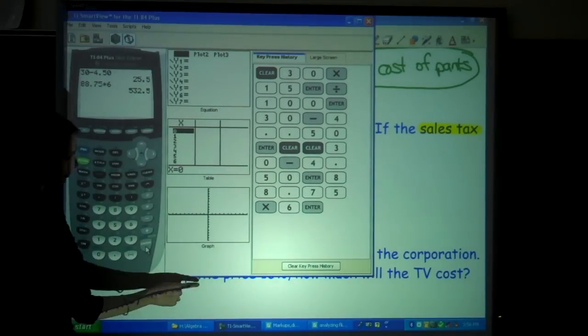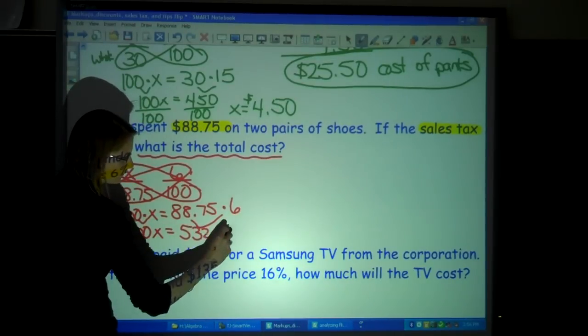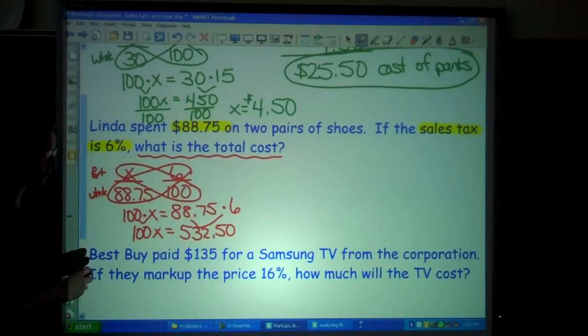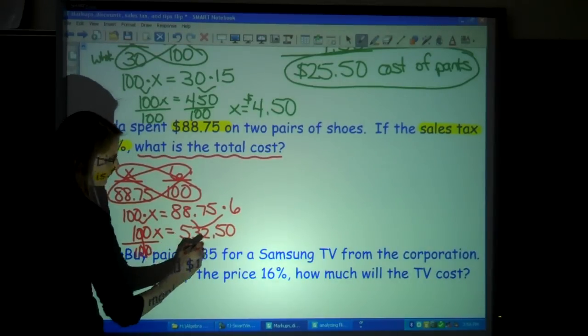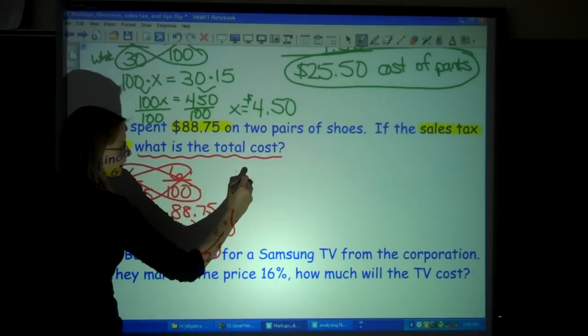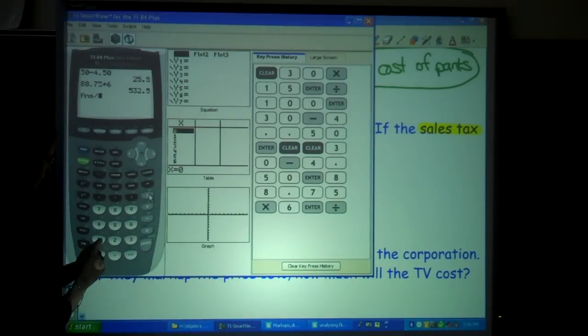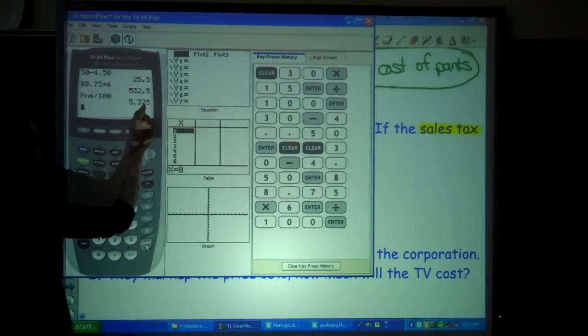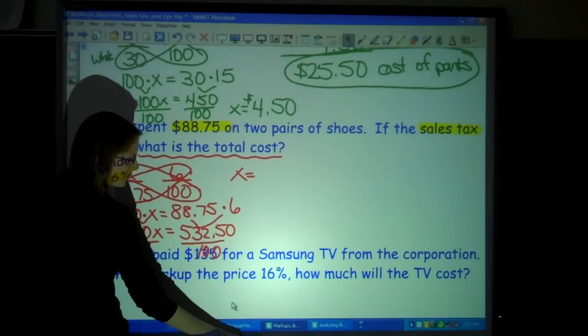I get 532.5, but remember, since it's money, I'm going to add my 0. Now I'm going to divide both sides by 100, and I get x equals 5.325. But remember, this is money, and we don't go 3 places after the decimal. So that 5 there tells me to round that up to $5.33.